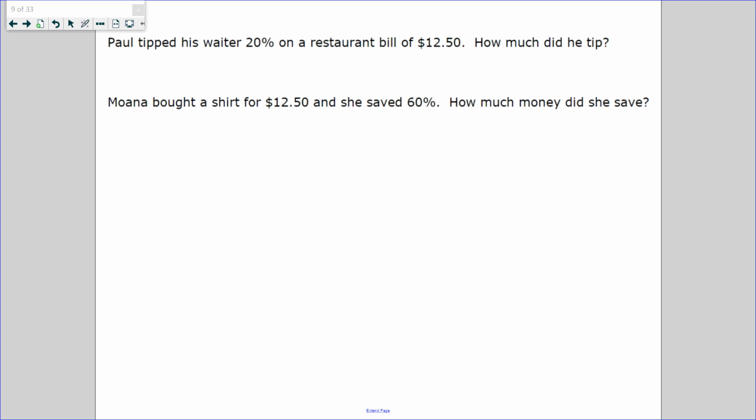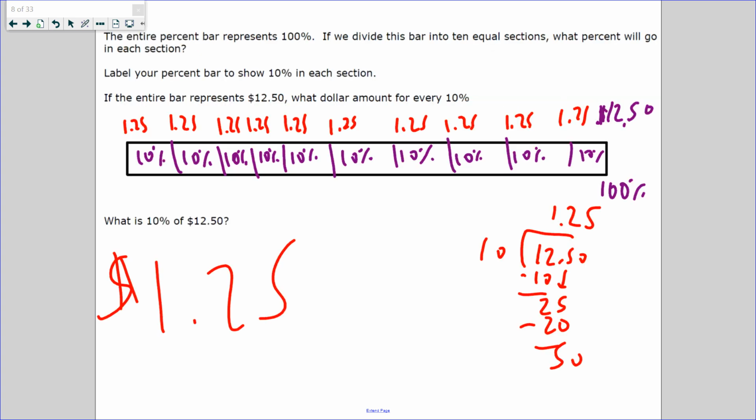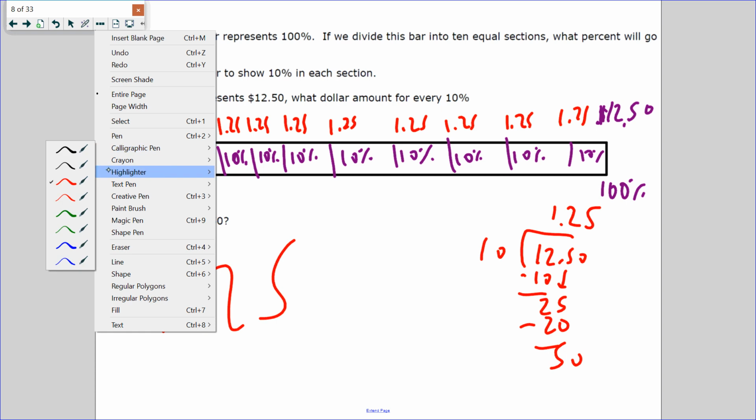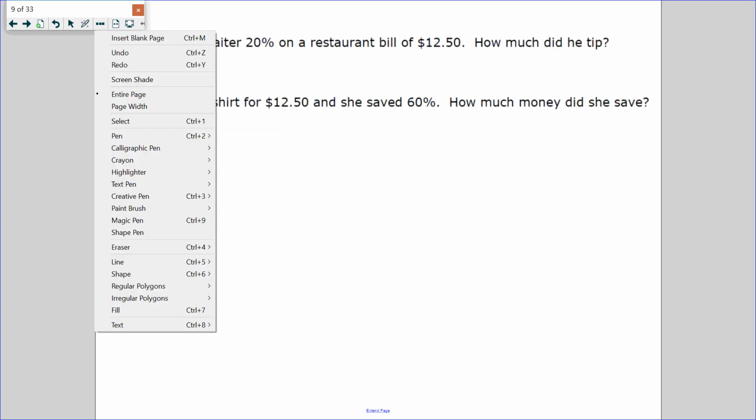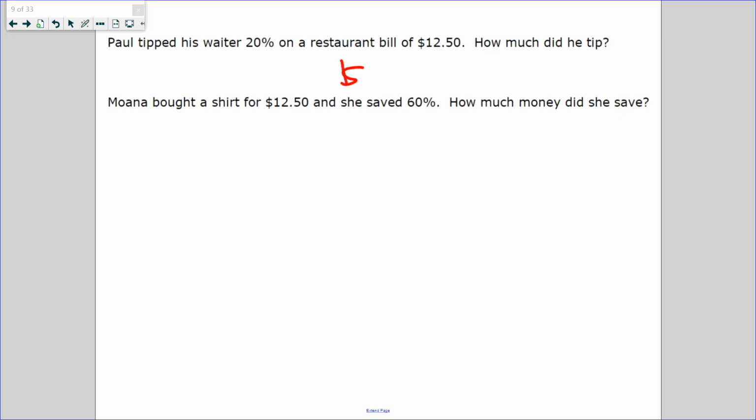Paul tipped his waiter 20% of a restaurant bill of $12.50. How much did he tip? So let me highlight this so you can see what it is. He gave the waiter 20% of $12.50. So that's this part. 125, 125 is 250. So he gave the waiter $2.50, or two groups of $1.25, which is 250.